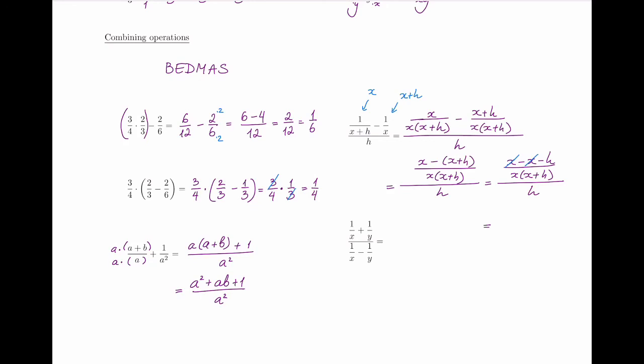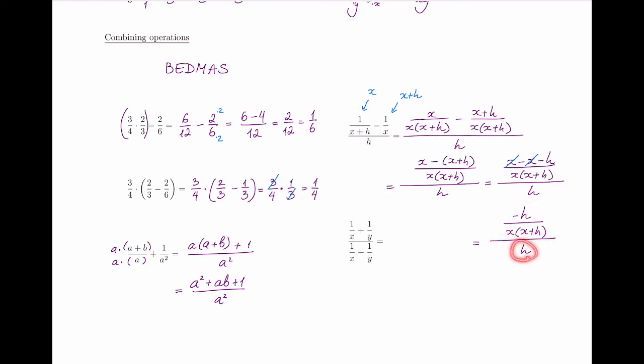Running out of room quickly, which is not surprising. This is always a long example. Minus h all over x plus h all over h. Okay, and here is where we're going to utilize our practice with dividing fractions. This is my main division line. So I'm dividing this top fraction by this bottom fraction.